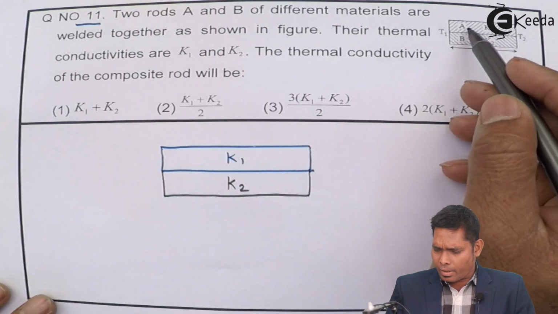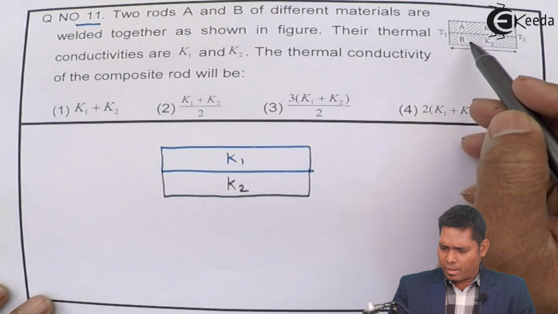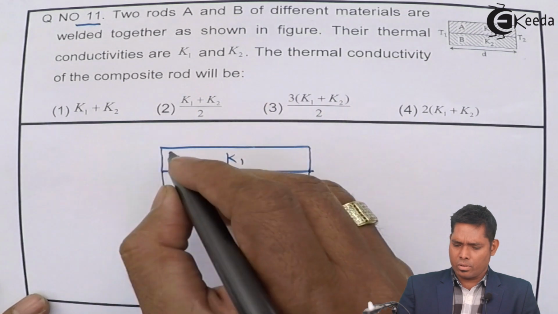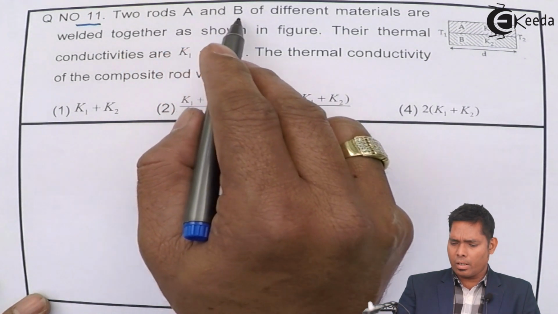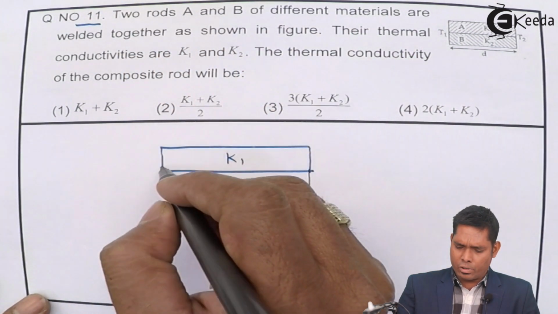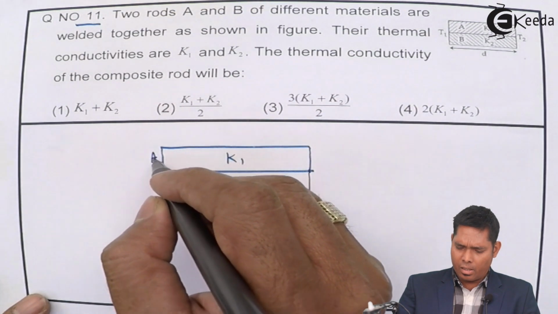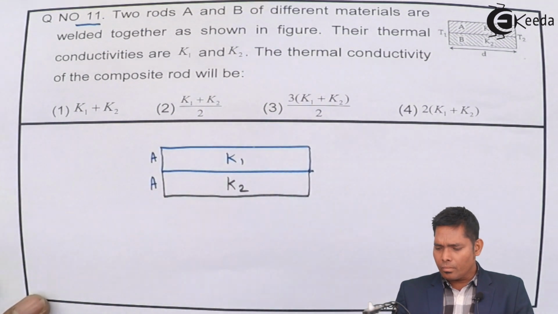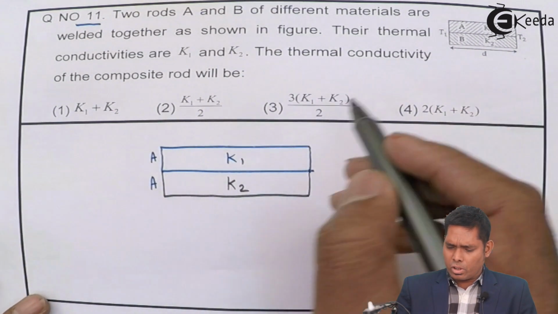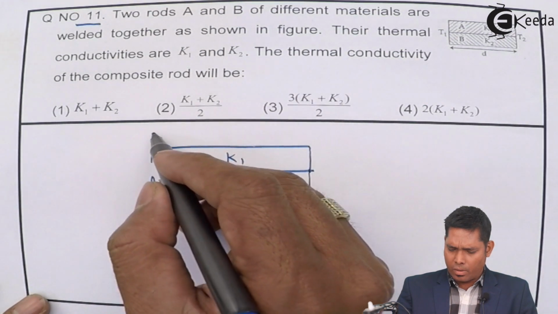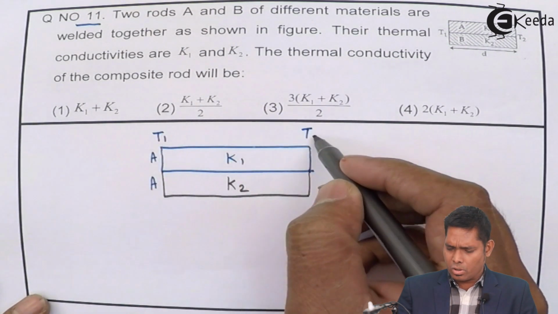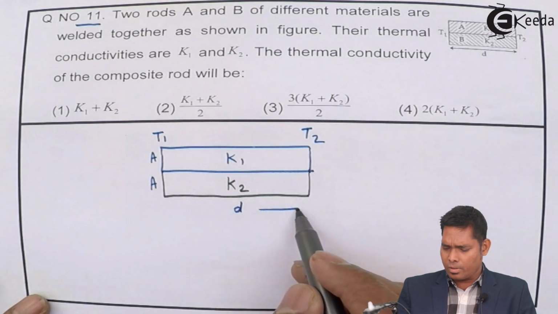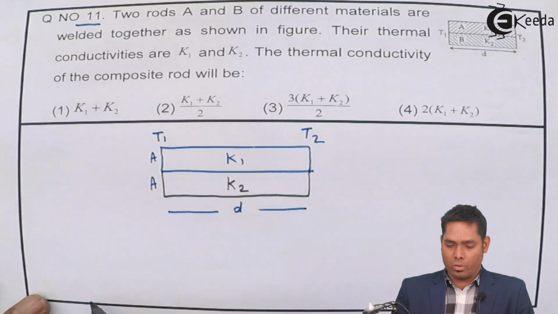The area of cross section is not mentioned here, but they should have mentioned it for two rods of different materials. So we'll assume that the area of cross section is A for both. The temperature is T1 at this end and T2 at the other end. The length of the rod is D.